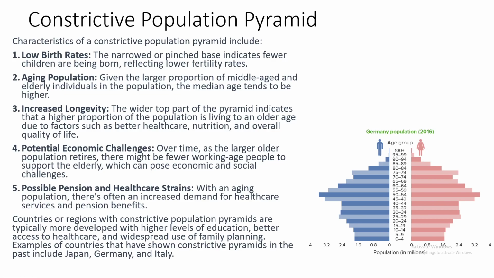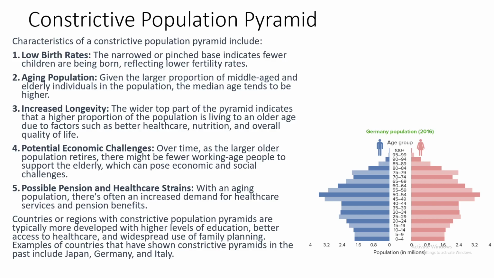Increased longevity, the wider top part of the pyramid indicates that a higher proportion of the population is living to an older age due to factors such as better healthcare, nutrition, and quality of life. So we can tell that these type of pyramids would belong to much more developed nations, so our more economically developed countries, our first world countries. We can see potential economic challenges. So over time, as a larger, older population retires, there might be fewer working age people to support the elderly, which can pose economic and social challenges.